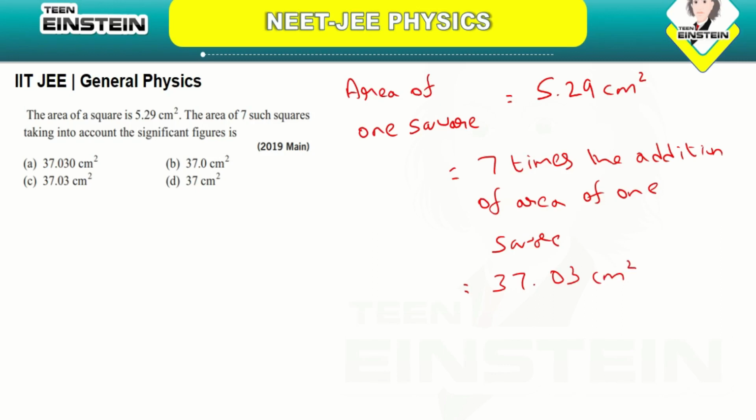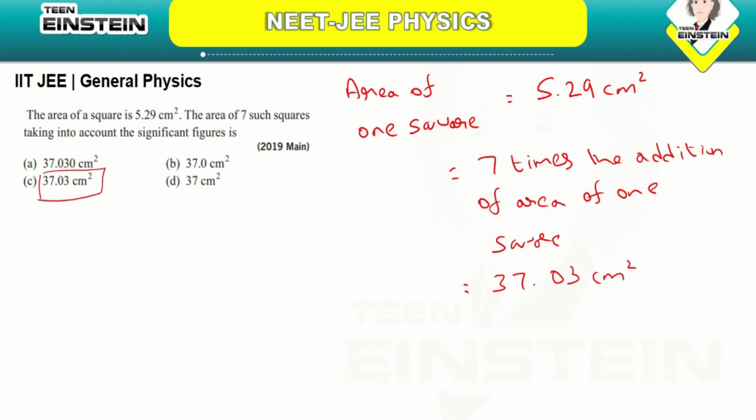As we know, if measured values are to be added or subtracted, the least number of significant digits after the decimal is n. Then in the sum or difference also the number of significant digits after the decimal should be n. Here the number of digits after the decimal in 5.29 is 2. So our answer should also contain only 2 digits after the decimal point. So the area required is 37.03 centimeter squares. So the correct answer is option number C.